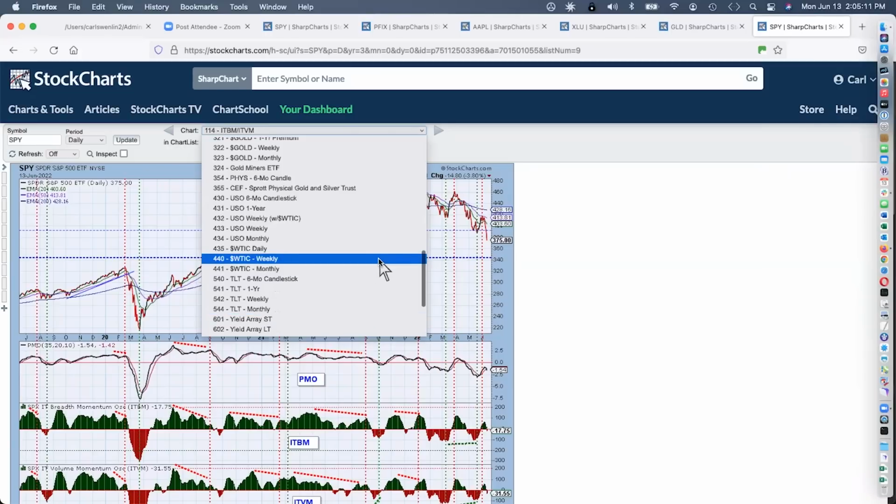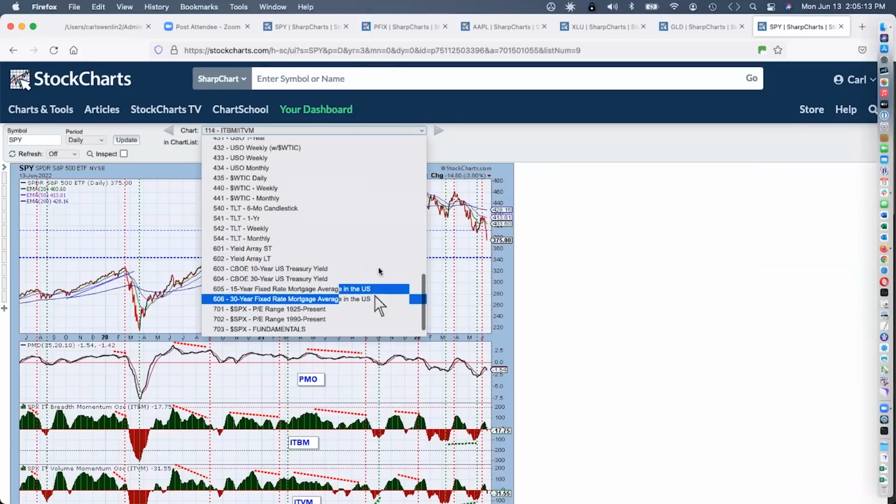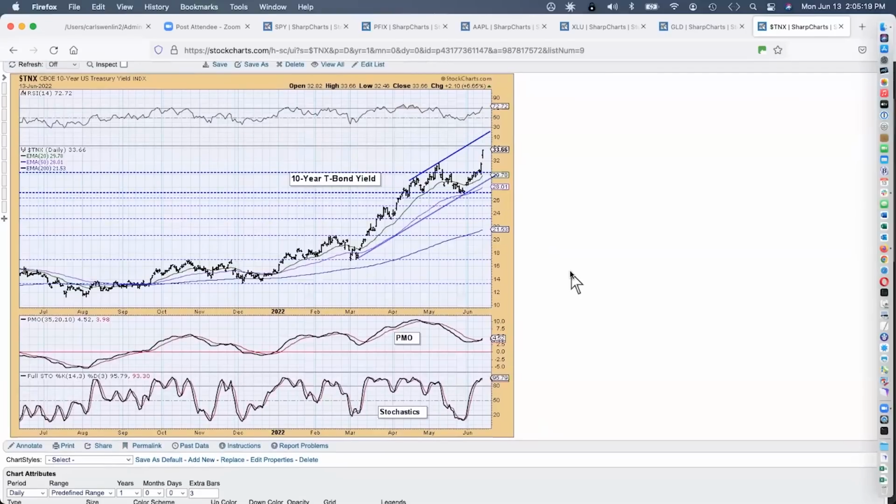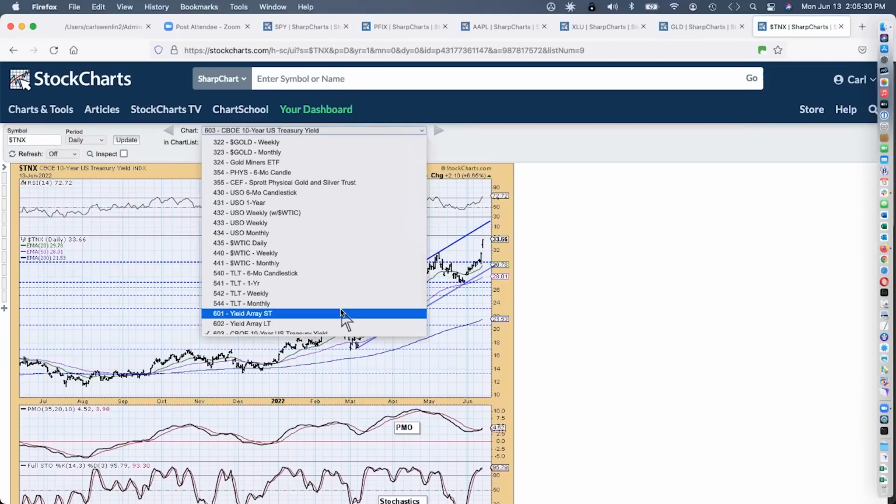I want to do the 10-year treasury bond yield, and it's going through the roof.